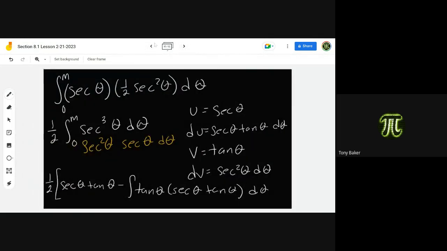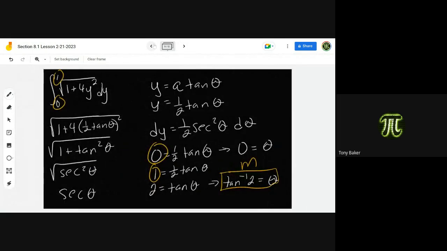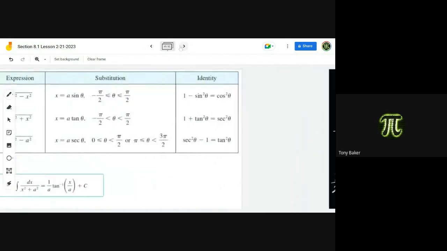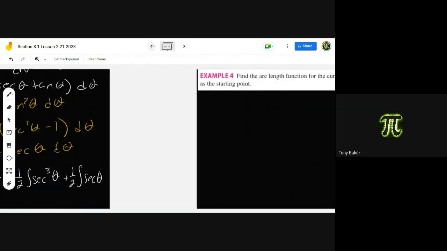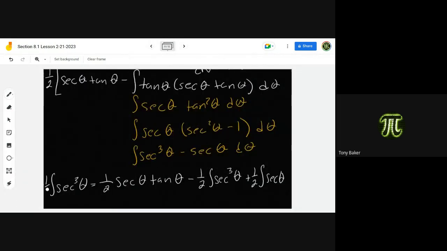Oh yeah, I did have the... Wait, where was this? That makes it a little bit... So it's still gonna end up being 1, which is nice.